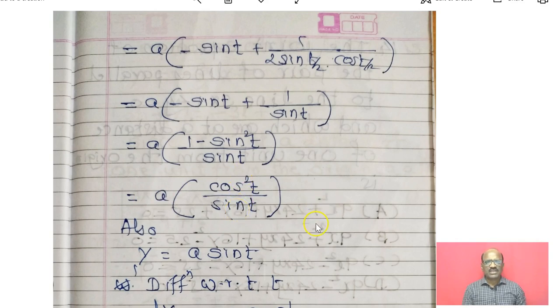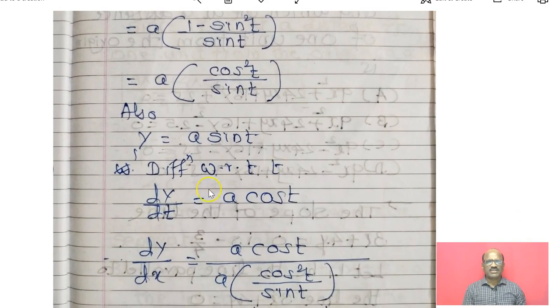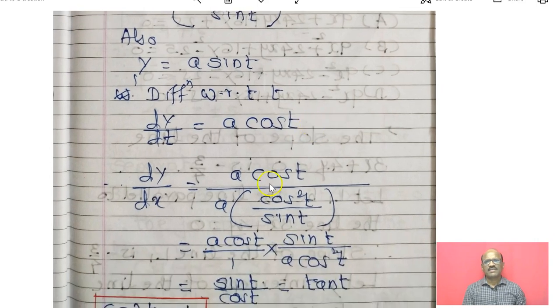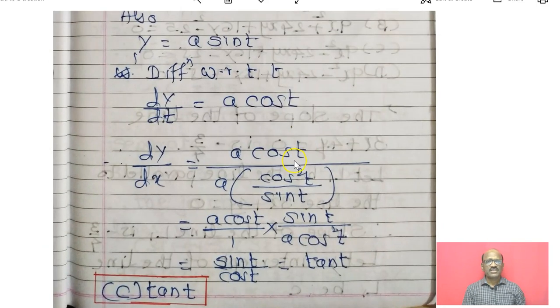Also, we have y is equal to a sin of t. Then differentiate, there is dy by dt, a cos of t, and therefore dy by dx is equal to dy by dt upon dx upon dt. And after simplification, you are getting a cos of t upon a cos square t upon sin t. And then after simplification you will get tan t, which is option C, the correct one.